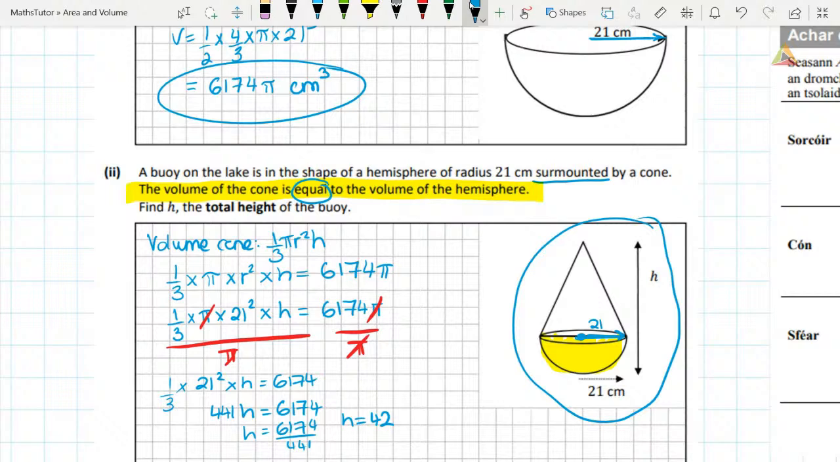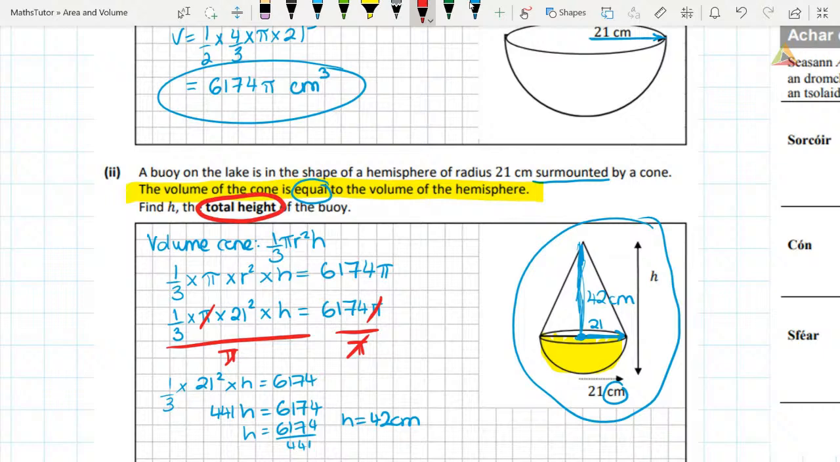I need to put in a unit, so h is equal to 42 centimeters, and that's the height of the cone. So I've worked out the height of the cone from the top right down to this piece at the bottom here has a height of 42 centimeters. But that's not what the question asked me. The question asked me to find the total height, and the total height is bolded. So we can see here that it's in bold because they're really emphasizing that's what my question is asking me.